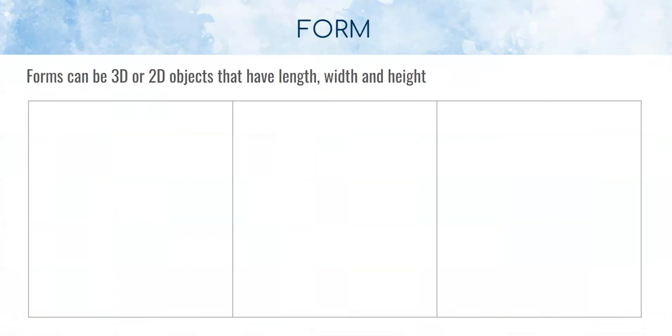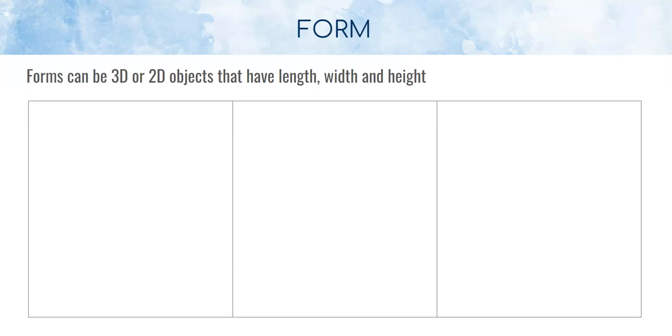Alright, so a form is a three-dimensional or a two-dimensional object that has length, width, and height. For three-dimensional objects, it's a thing you can actually sit and measure and hold in your hand. For two-dimensional objects, it has the illusion of having that third dimension. So we use tricks and different techniques to create a sense of a three-dimensional object on a two-dimensional surface.